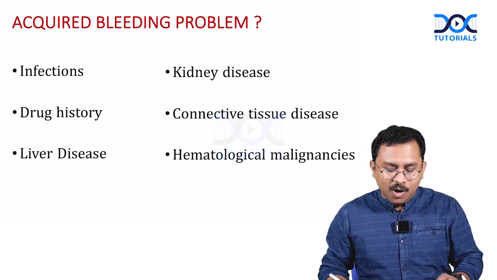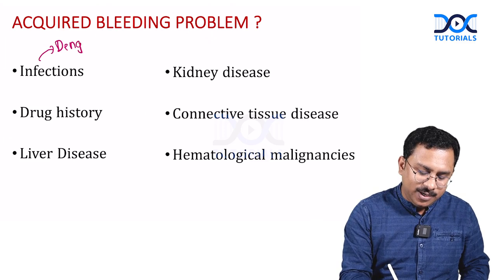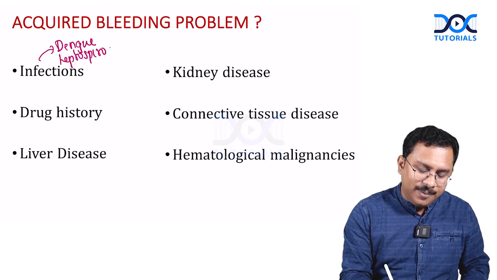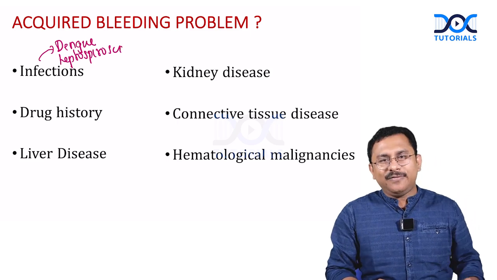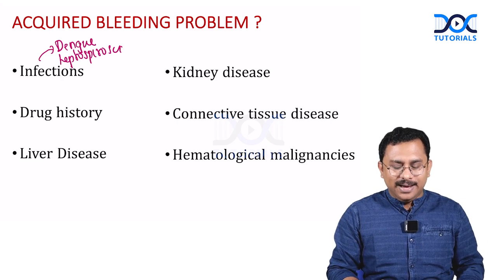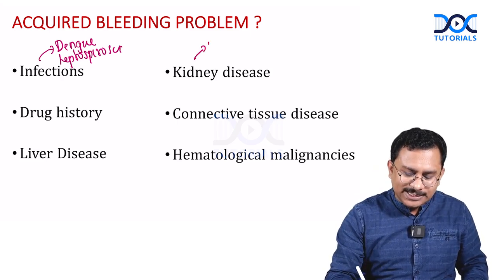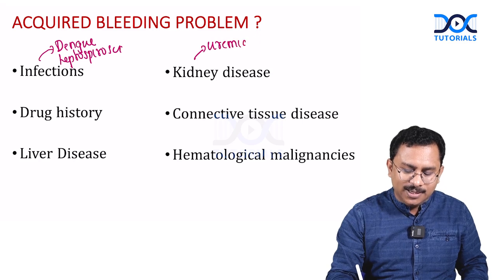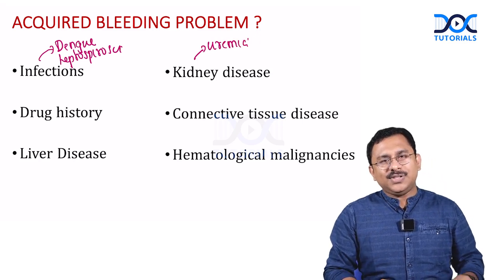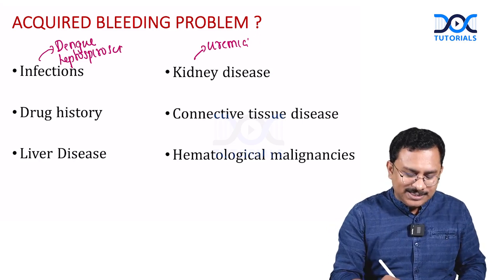Then an acquired bleeding problem can happen because of various infections like dengue fever, leptospirosis, malaria, chikungunya fever, scrub typhus. A lot of infections can cause thrombocytopenia. Kidney disease, as a part of uremia, you may get bleeding because of either a platelet dysfunction or even because of clotting factor abnormalities as well.